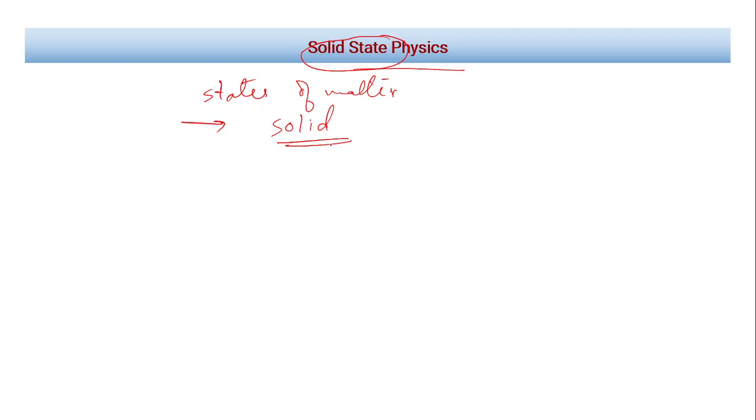Now, talking about the building block of these materials, what these solid states of matter are made up of. In fact, not only solids, but any kind of matter around us is made up of the building block that we know as atoms. There are different types of atoms which combine through different kinds of forces, which we'll discuss a little later.